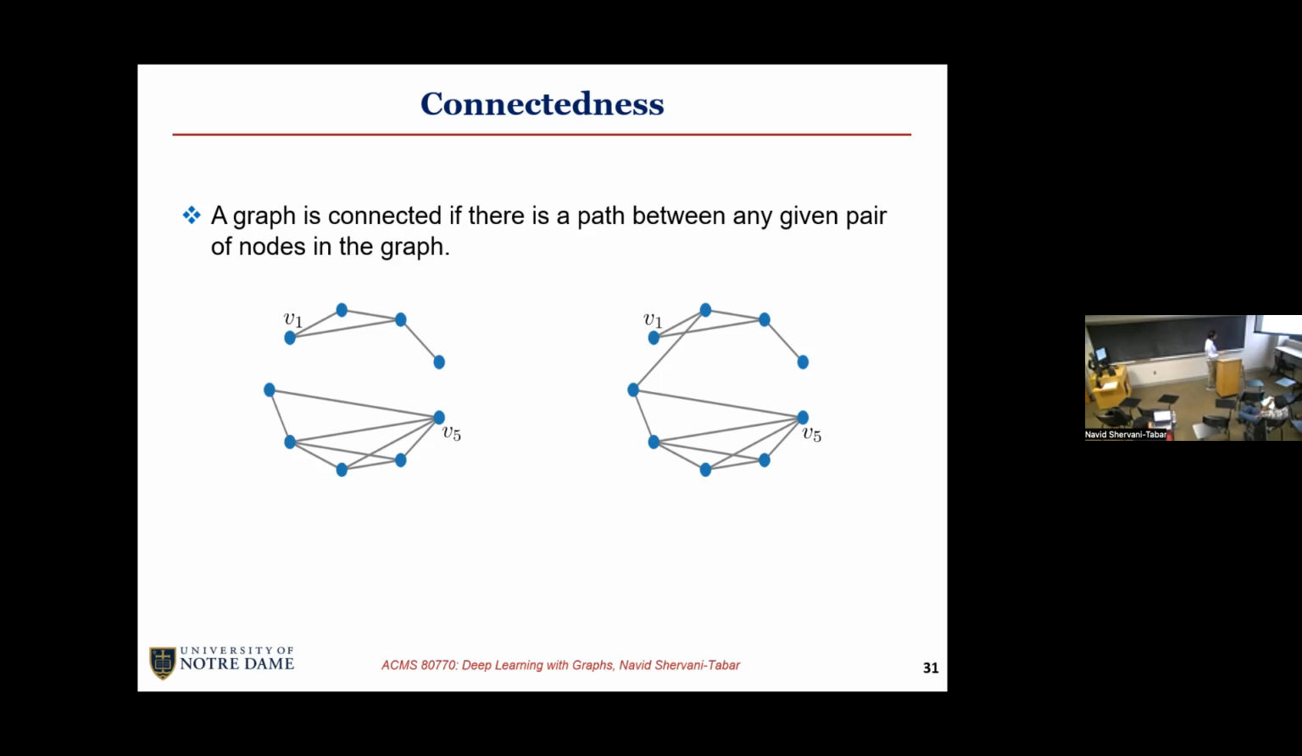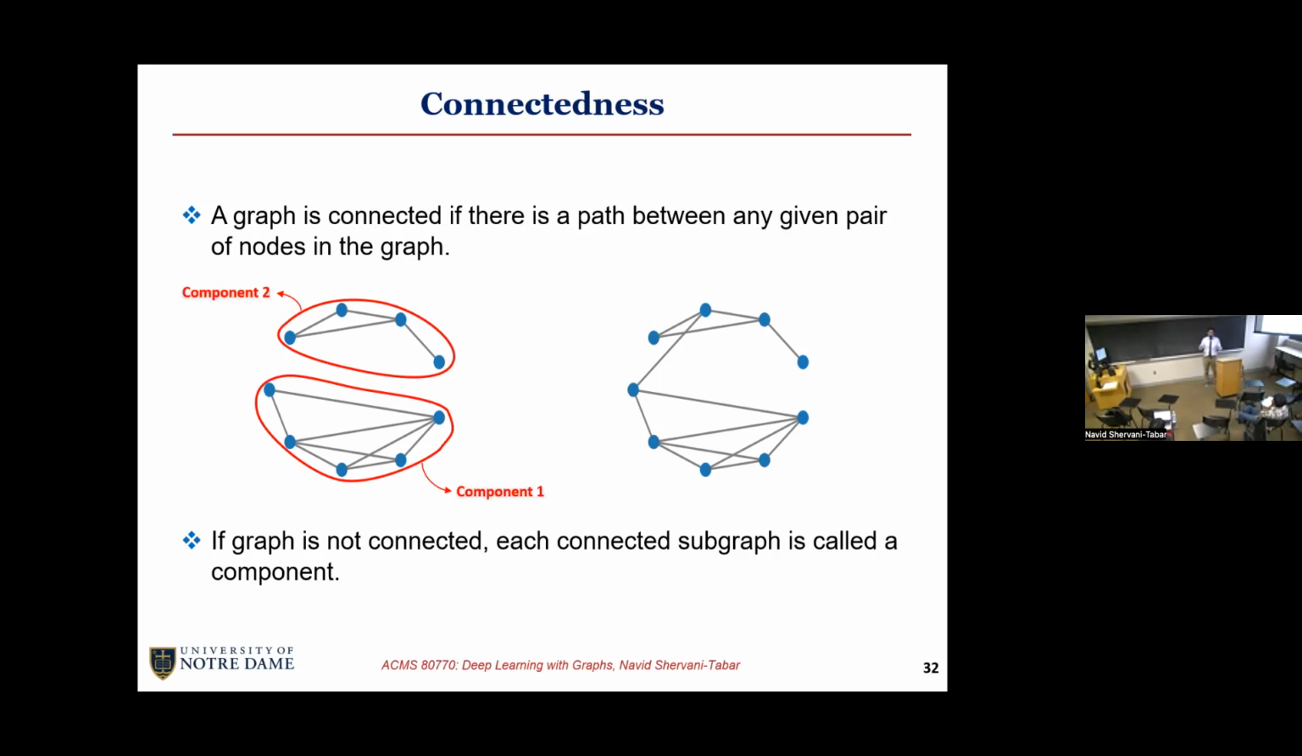I look at the other one and I see that I can go to V1, I can go to V2, then I can come to V8, V9, and go to V5 from there. And I can repeat that for every pair of nodes in that graph. So this is a connected graph.